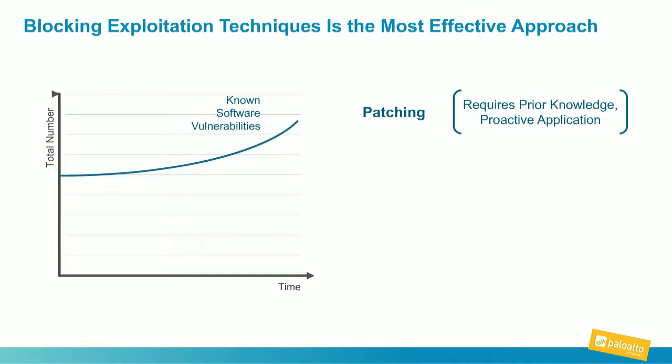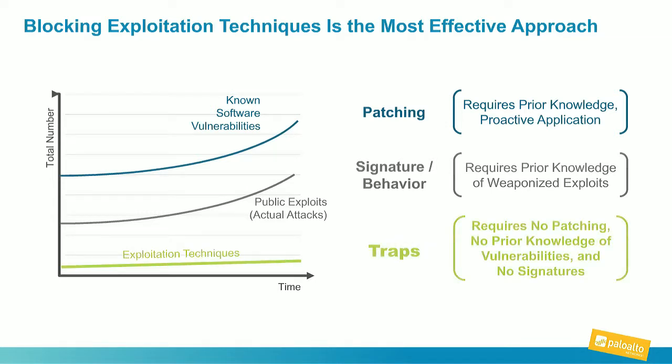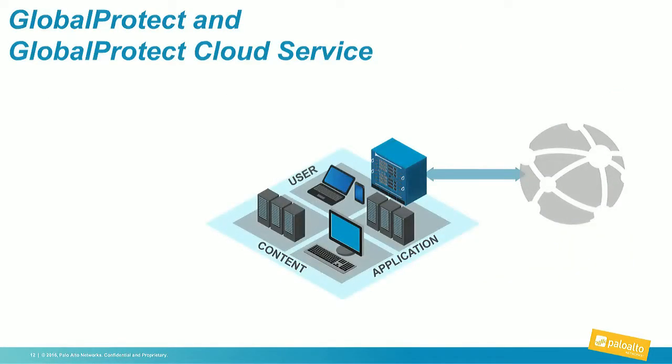Because I believe, and we believe at the company, but I believe personally, that blocking exploitation techniques is the most effective approach. If you're doing patching, that just is really hard. It's a hard, scalable problem. If you're doing signature and behavior-based things, it requires a lot of prior knowledge around the exploits that are going to happen. But if you focus on exploit prevention, it doesn't require patching. It doesn't require prior knowledge of vulnerabilities. It doesn't require signatures. It changes the calculus of endpoint security, and I wish more people really understood that value, and hopefully this will cause you to take a look at what we're really doing here.